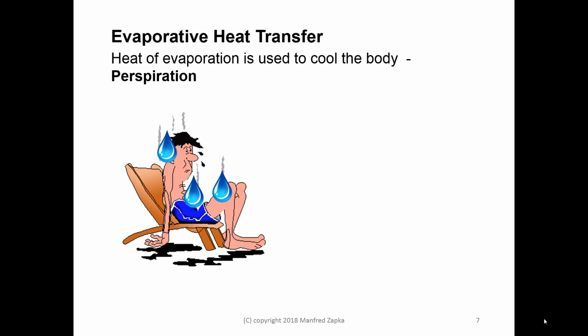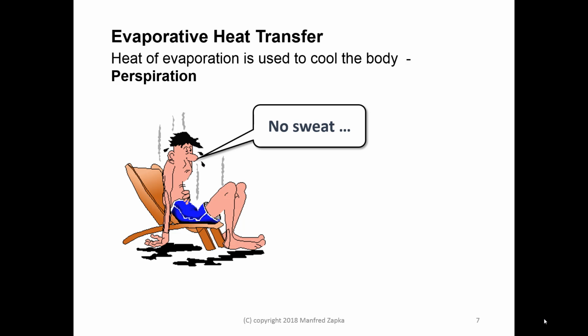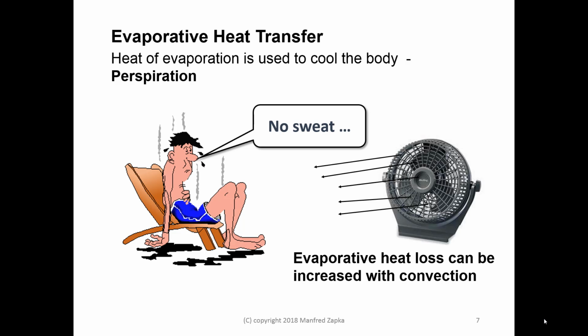The next one is evaporative heat transfer. So the heat of evaporation is used to cool the body. And we see it in this little sketch. The poor fellow has a lot of sweat on his skin, and while the sweat is evaporating, heat is absorbed. So the poor fellow can actually reject heat in terms of evaporative heat loss. And evaporative heat loss can be increased with convection.